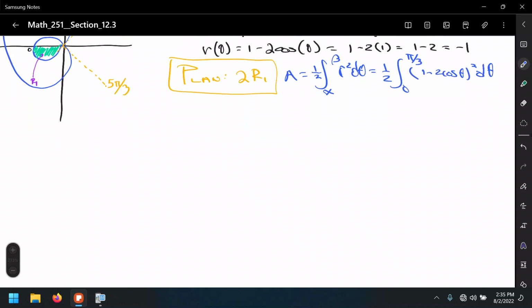So this will be equal to 1/2 the integral from 0 to pi over 3 of 1 minus 4 cosine theta plus 4 cosine squared theta d theta. Right? That's only expanding the binomial. And well, do not write 3 integrals yet.